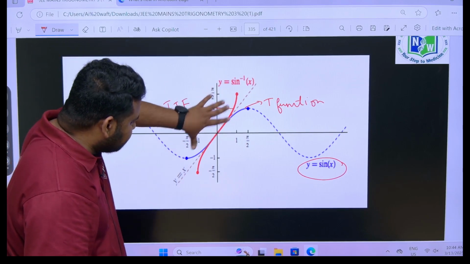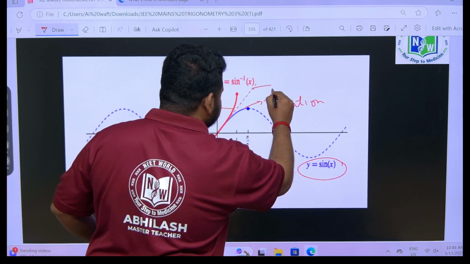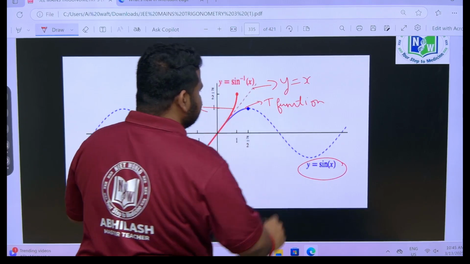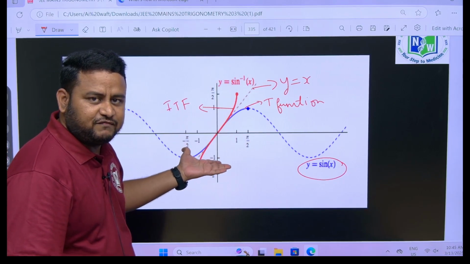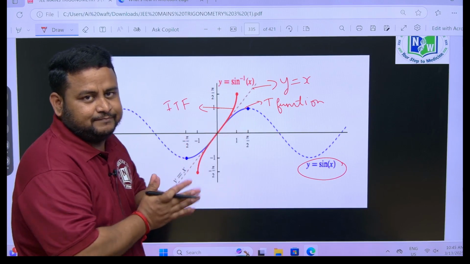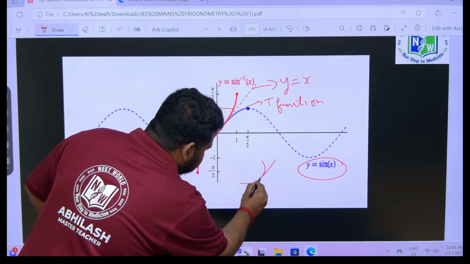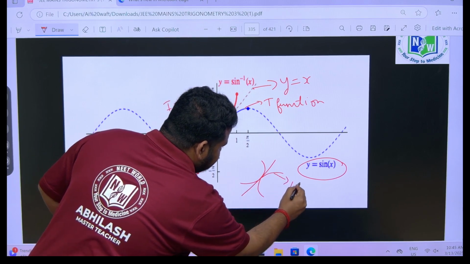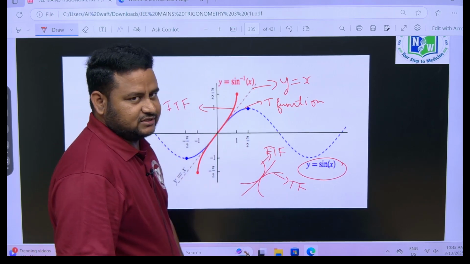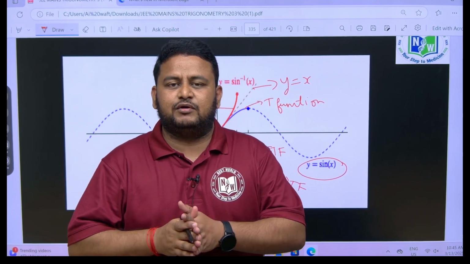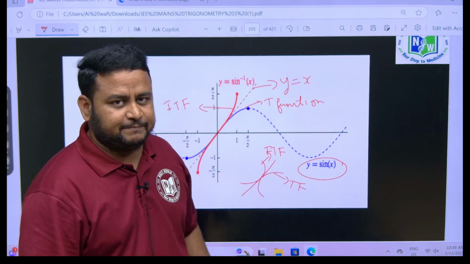Now you can observe this. This line is a straight line, y is equal to x. Along this straight line, see how the inverse function and the normal function, y is equal to sin x, are aligned. It is aligned like this. This is the trigonometric function, and this is the inverse trigonometric function. So what I can say is, when you take a trigonometric function and its inverse trigonometric function, they are nothing but mirror images of each other.